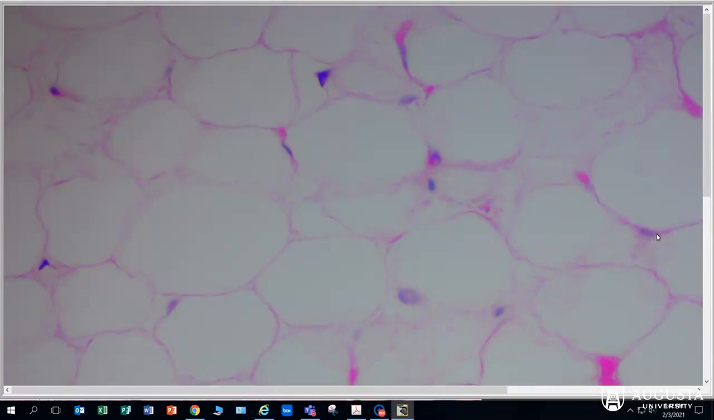So we have an entirely lipid-filled vacuole that's pushing all of the contents of the cell up against the plasma membrane. So here's the nucleus of this cell. We have the plasma membrane.